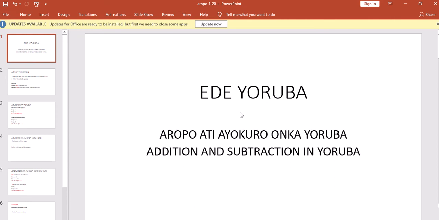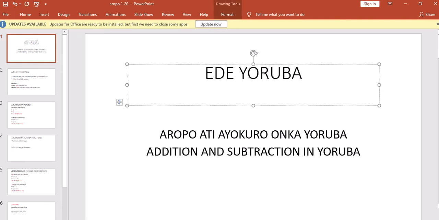Today we are considering àròpọ̀ àti àyọkúrò ní èdè Yorùbá. You know, last week we learned about numbers from 1 to 20. We learned from 1 to 20 in Yoruba. That was our last topic.